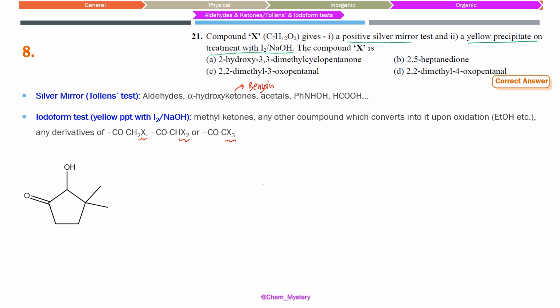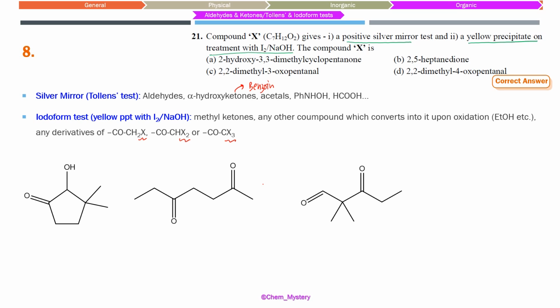Next compound was heptanedione. In heptanedione, this group is a methyl ketone over here on the right. This can give us a positive iodoform test, but the possibility of the silver mirror test, the Tollens test, is non-existent here. The next molecule was 2,3-dimethyl-3-oxopentanol. Here we have the aldehyde group present. That's going to give us the Tollens test, but the methyl ketone is missing, so we cannot have the iodoform test possible here.